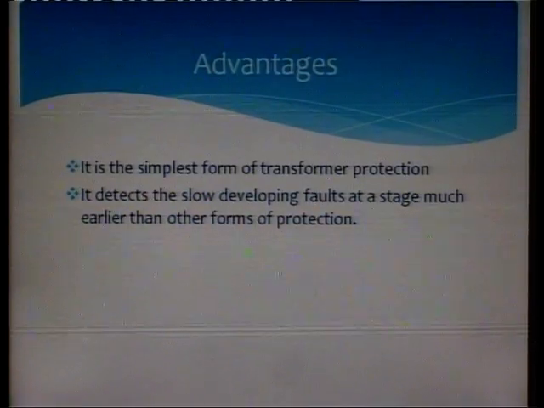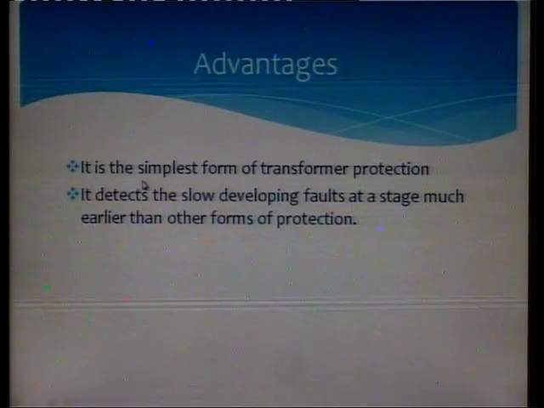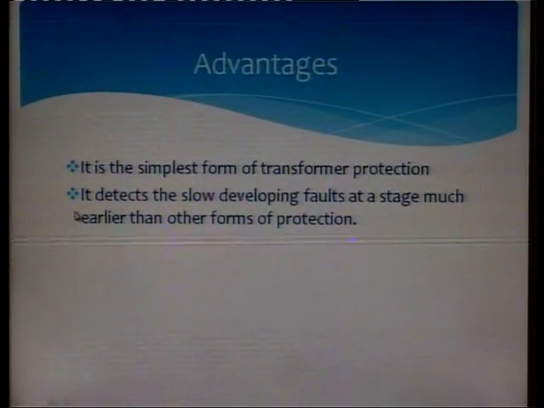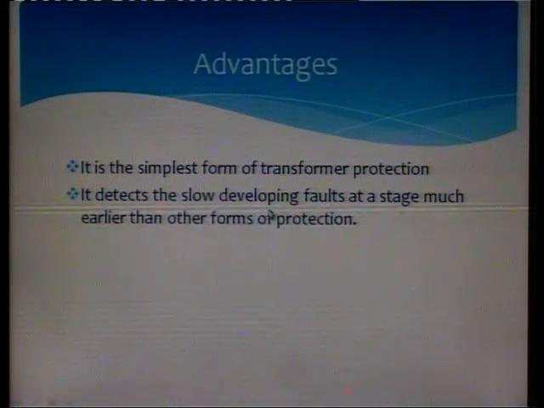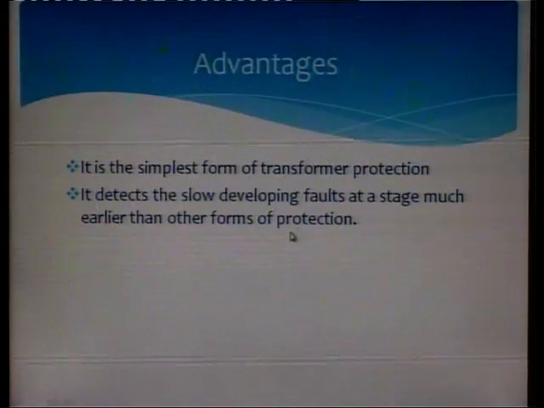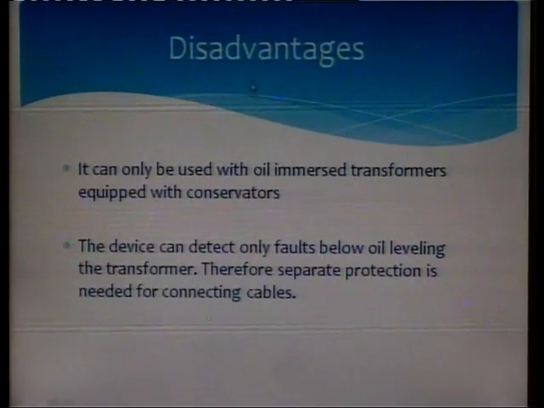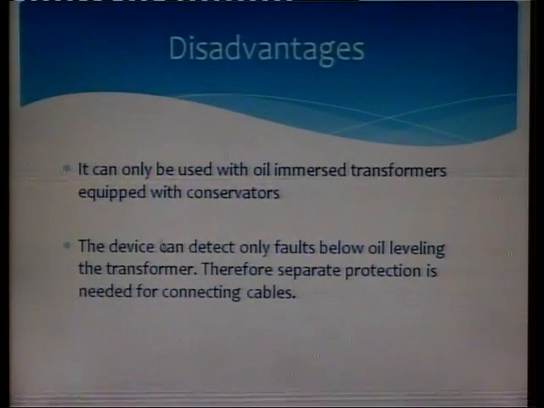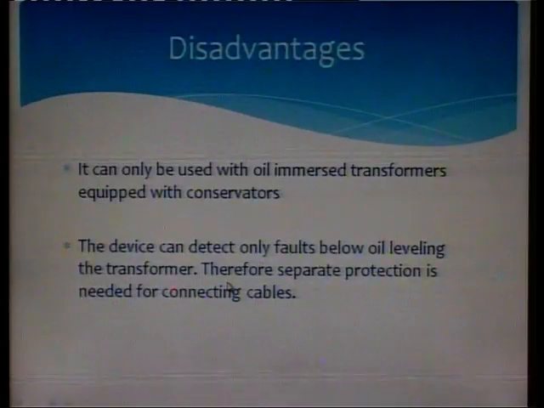Next are the advantages. It is the simplest form of transformer protection and it detects slow developing faults at a stage much earlier than other forms of protection. And the disadvantages are it can only be used with oil immersed transformers equipped with conservators, and the device can detect only faults below the oil level in the transformer. Therefore, separate protection is needed for connecting cables.